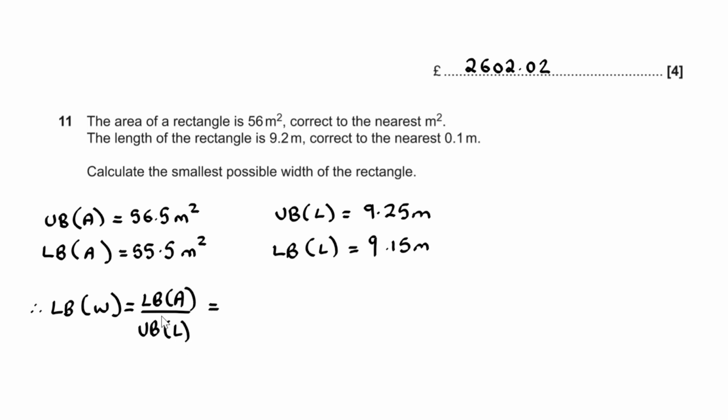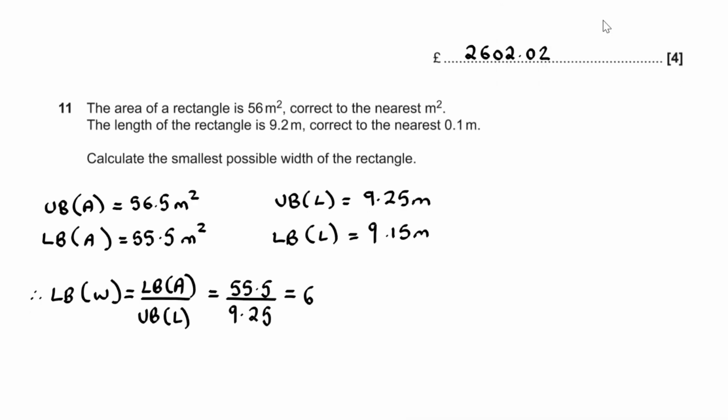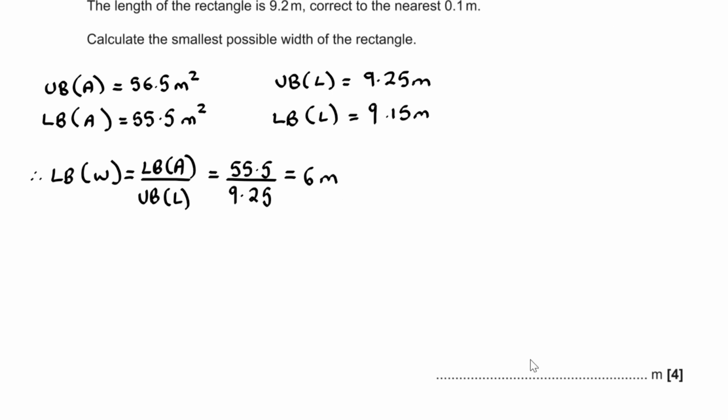And this value will give us the smallest possible value for the width. So, working all of this out, we've got the lower bound of the area being 55.5 meters squared, and the upper bound of the length, that's 9.25. So, if we work all of this out, we have 55.5 divided by 9.25, that's 6. So therefore the smallest possible width of the rectangle is 6 meters.